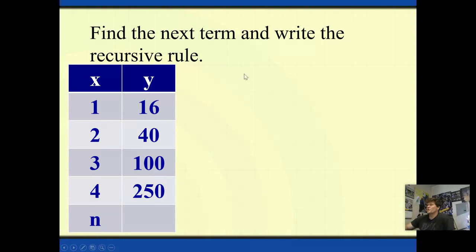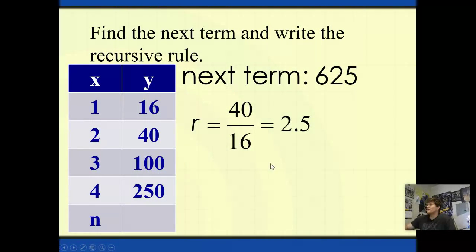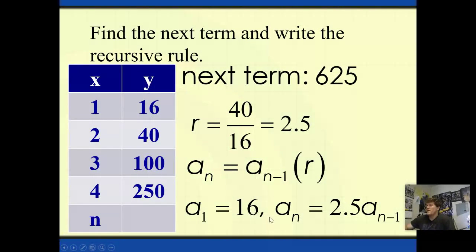Let's take a look at some examples. Find the next term and write the recursive rule. I have 16, 40, 100, 250. The next term is 625. How do I know that? I use the ratio to find the common ratio. And this time it's a weird one. It's 2.5, which I'm just writing as a decimal, 2.5. So I multiply 250 by 2.5 and I get the next term, 625. Now I can write it down in my recursive rule. a_1 equals 16, my first term. a_n equals my common ratio, 2.5, times a_(n-1).